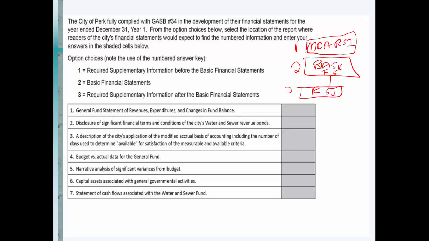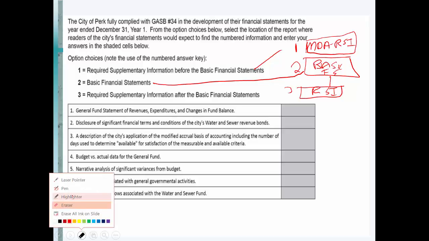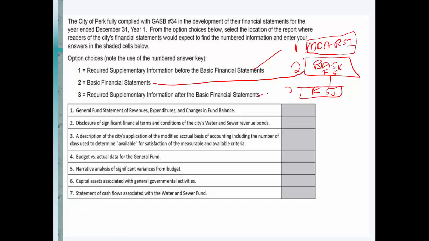Okay, so let's see if we can figure out which categories these fall into. Notice that corresponds to the 1, 2, 3 here. Let me get rid of that line there because that's confusing. So we've got 1, 2, and 3, right? Okay, so let's take a look. General fund, statement of revenues, expenditures, and change in fund balance. That is going to be basic financial statements, right? Okay, good.